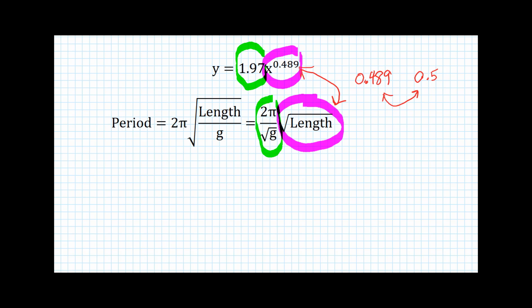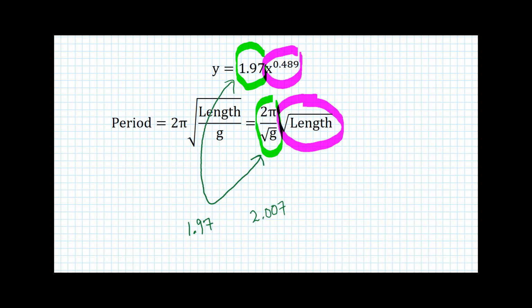Now let's look at the other number. Comparing 1.97 to 2 pi over the square root of g, I get very close results again. For 2 pi over the square root of g, remember g is 9.8, so I get 2.007. So 1.97 was given to me by the equation from the chart, and 2.007 I get from the formula in my physics textbook. Again, very close agreement. Not bad for this experiment.